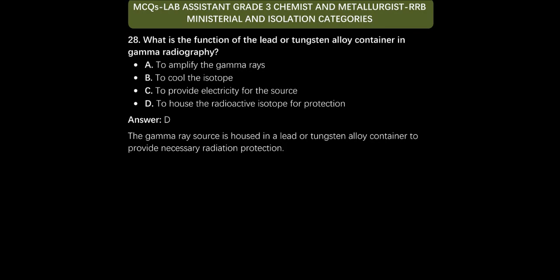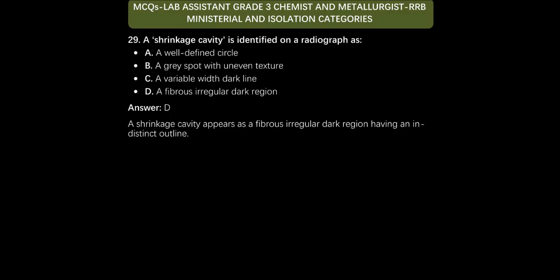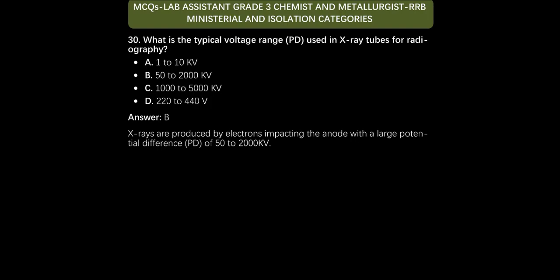What is the function of lead or tungsten alloy container in gamma radiography? Option D. The housing to house the radioactive isotope for protection. A shrinkage cavity is identified on a radiograph as option D, a fibrous irregular dark region. What is the typical voltage range used in X-ray tube for radiography? Option B. Thank you.